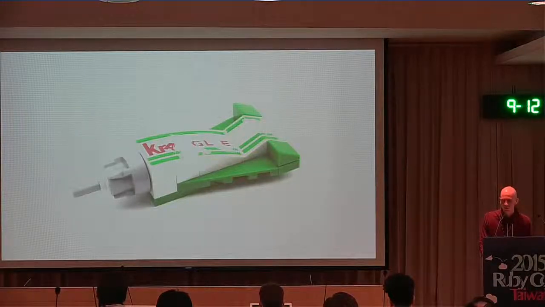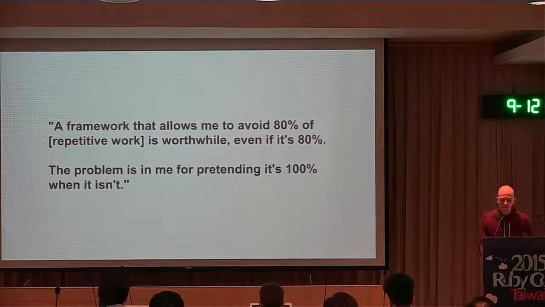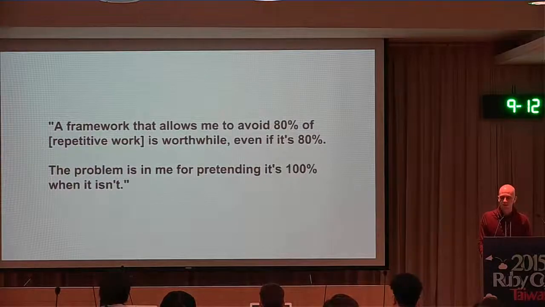So a personal hero of mine, Martin Fowler, hinted at the same thing in a recent blog post that he made in defense of ORMs. He said that a framework that allows me to avoid 80% of repetitive work is still worthwhile, even if it's only 80%. The problem is in me for thinking it's 100% when it actually isn't. And I want to focus especially on the last part here, because I think that it is very important, and it sort of builds the entire premise for this talk.